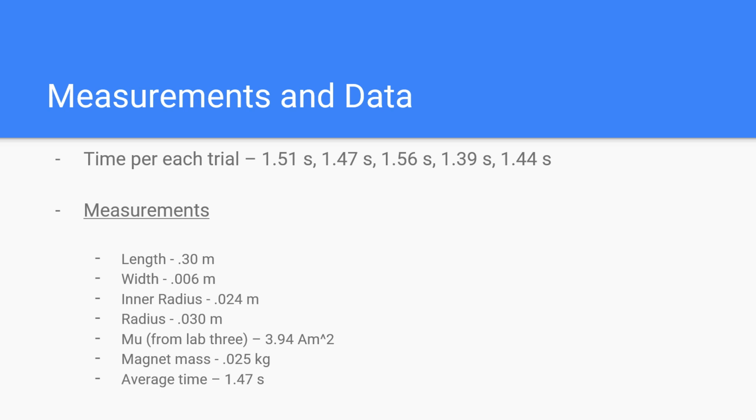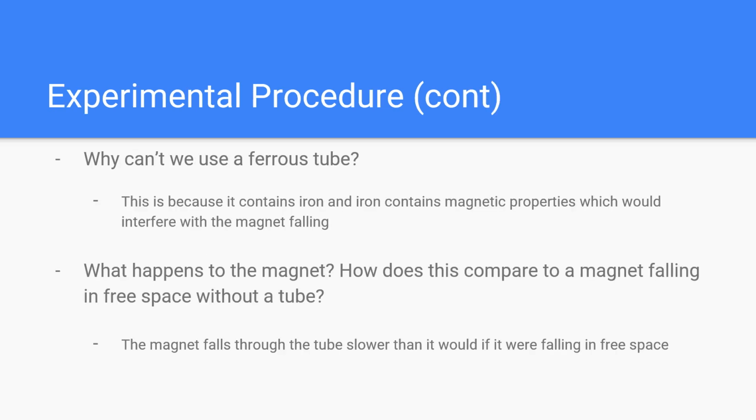about 1.471. Some measurements: the total length of the tube was 0.3 meters, the width was 0.006 meters, the inner radius was 0.024, and the radius in total was 0.3. The mu, which was found from Lab 3, was 3.94. The magnet mass was 0.025 kilograms, and the average time falling through was, of course, 1.47.